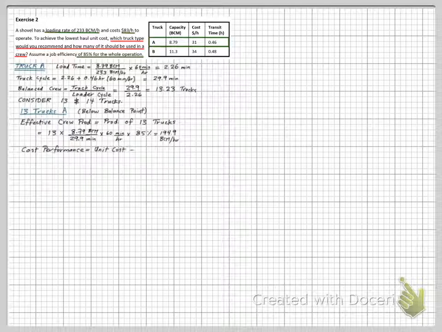The cost performance, or unit cost, is calculated by dividing the crew hourly cost over the crew hourly production. We find that the cost performance of 13 trucks type A is around $2.5 per bank cubic meters.